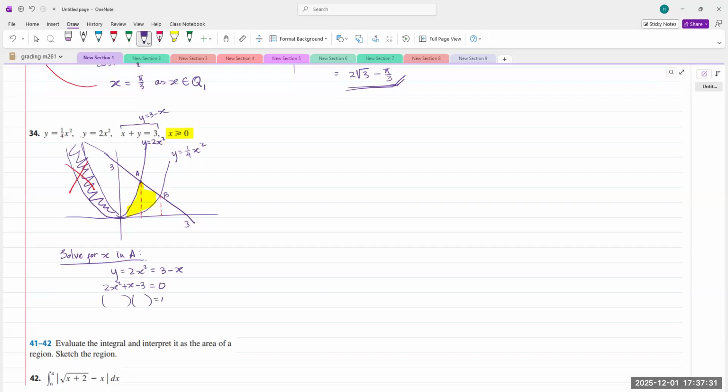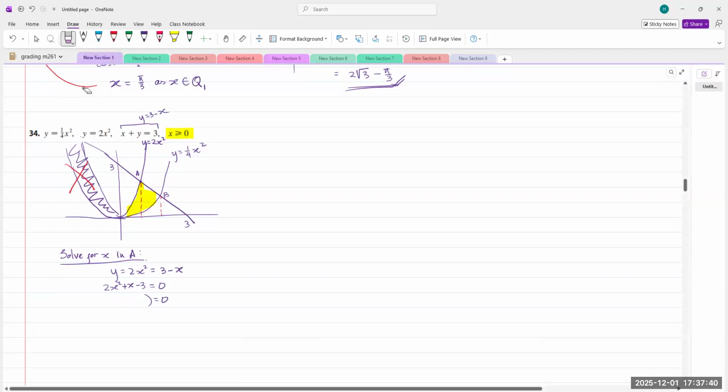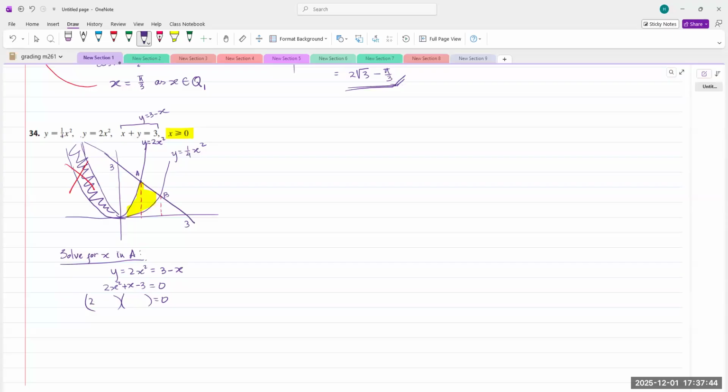Can I solve that by factorization? It's 2x and x, plus 3, minus 1. So x equals negative 3/2, which is not applicable because we want x to be positive, and x equals 1. So they meet here at x equals 1.